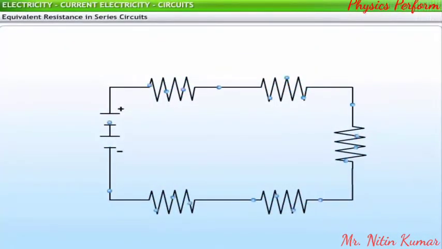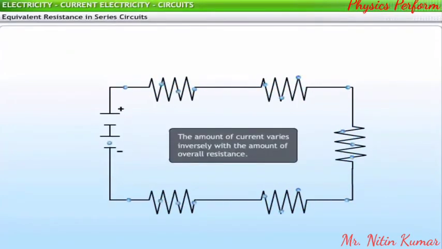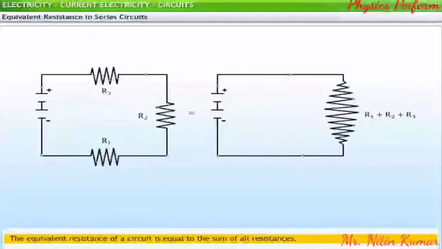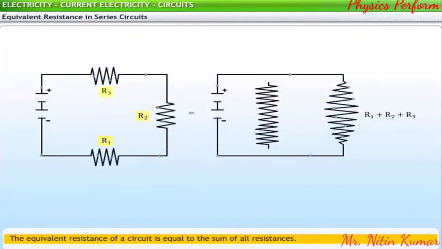The rate at which charge flows through the external circuit is the same all through. The amount of current varies inversely with the amount of overall resistance. There is a clear relationship between the resistance of the individual resistors and the overall resistance of the circuit. As far as the battery supplying the charge is concerned, the presence of three resistors R1, R2 and R3 in series is equivalent to having a single resistance equal to R1 plus R2 plus R3 in the circuit.